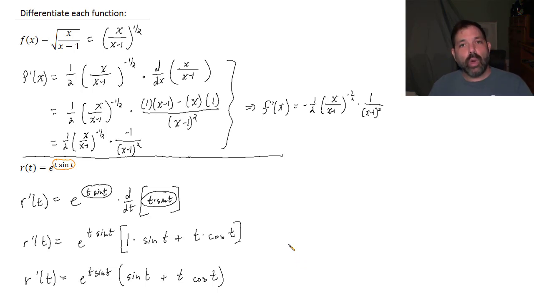All right, so we have to be aware of situations where we have to apply multiple rules, either the chain in combination with a product or a quotient, or the chain in combination with a power. And of course, we're going to be learning some other rules. We're not done learning rules. There's a few others we still need to know. So things we need to be aware of.